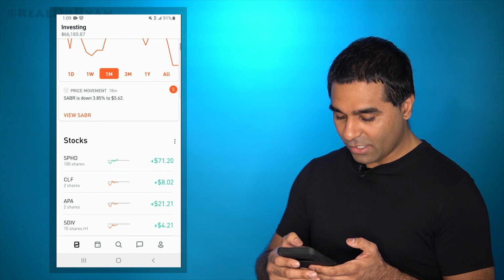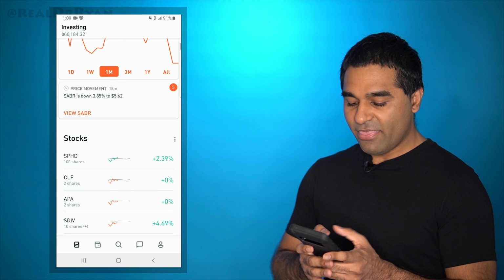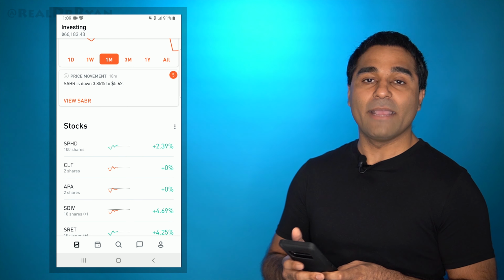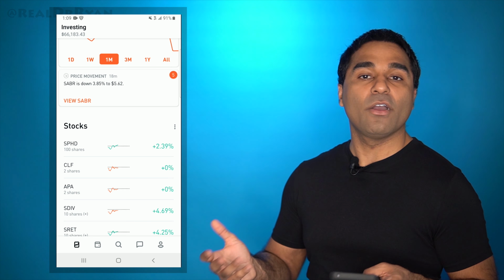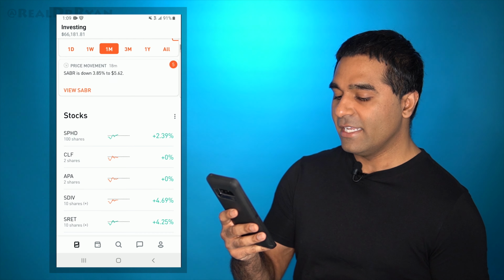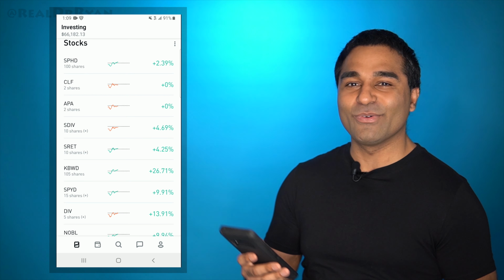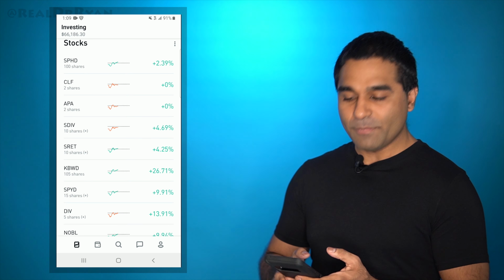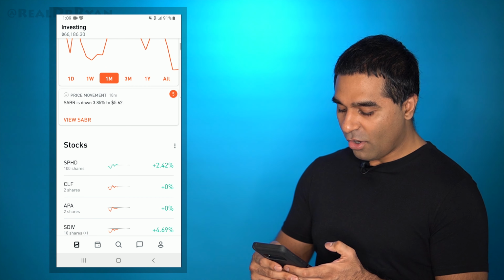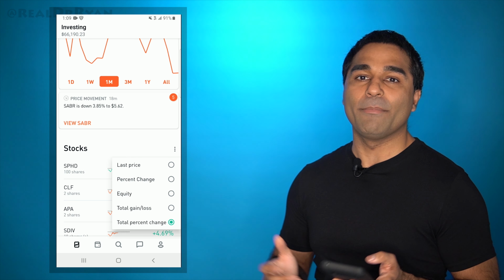Now you go ahead and you click on those three dots again. The last category is total percent change, and that shows me of all time, not just today, but of all time, what am I up or what am I down in terms of percentage? So you'll see in SPHD, I'm up 2.39%, SDIV, 4.69%. On KBWD, I'm up a whopping 26.71%. So just by scrolling through on that last category, total percent change, it'll show you exactly how much percent you're up all times that you bought it. Taking a look at this data can help you plan out your Robinhood investing strategies.